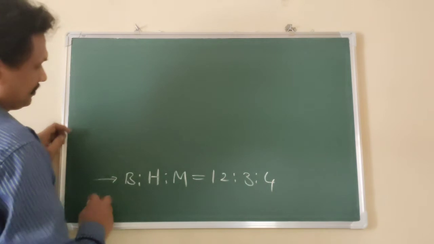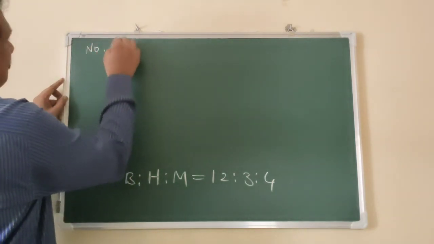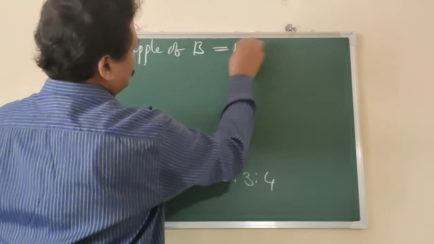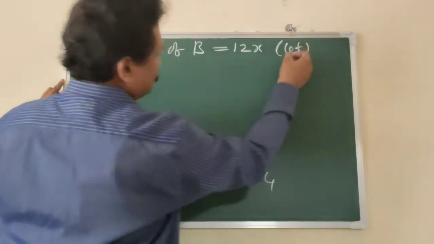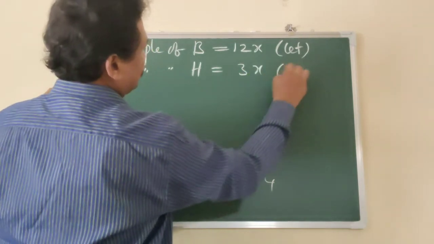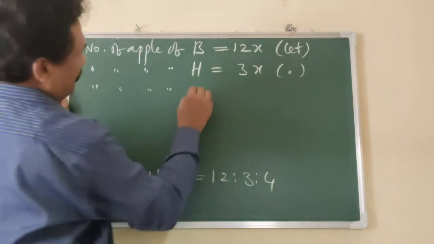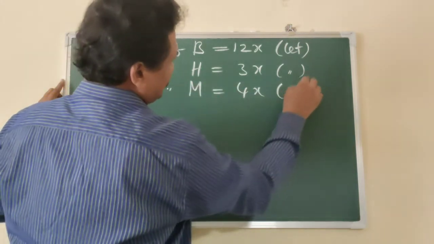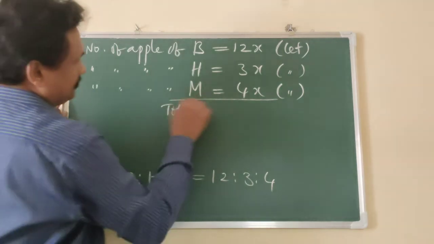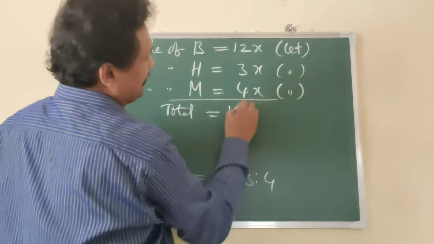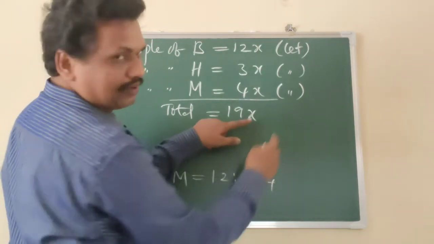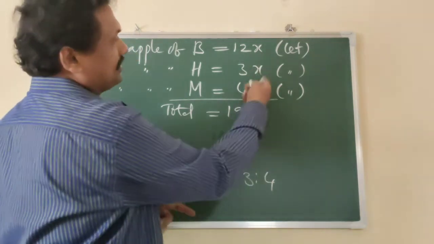From this single ratio, write the number of apples. The number of apples of Bill equals 12x, let us assume. The number of apples of Harry equals 3x, this also we are assuming, and the number of apples of Martin equals 4x. Here is the turning point, observe: the total number of apples equals 12 plus 3 is 15, plus 4 is 19x. If 190 were given as the total, it is very easy: 19x equals 190, x equals 10, then substitute the x value here.